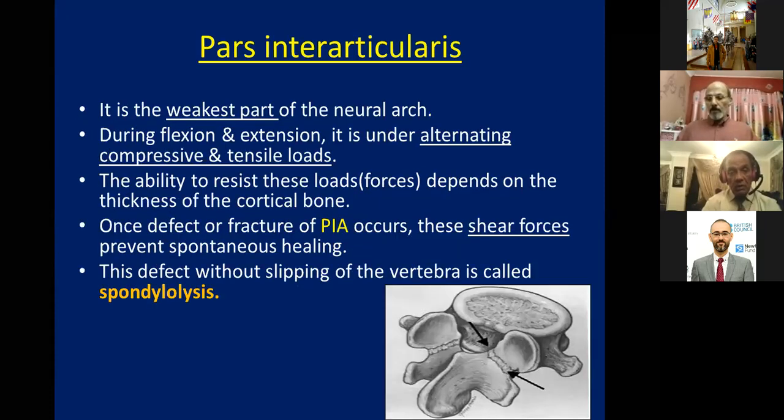While the pars interarticularis is the weakest part of the neural arch and the weakest part of our spine. During flexion and extension, it is under alternating compressive and tensile loads. The ability to resist these loads depends on the thickness of the cortical bone. Once a defect or fracture of the pars interarticularis occurs, these shear forces prevent spontaneous healing. Once fracture occurs, it will not heal at all. This defect without slipping of the vertebra is called spondylolysis. We call it spondylolysis: this defect or fracture of the pars interarticularis without slippage of the vertebra.